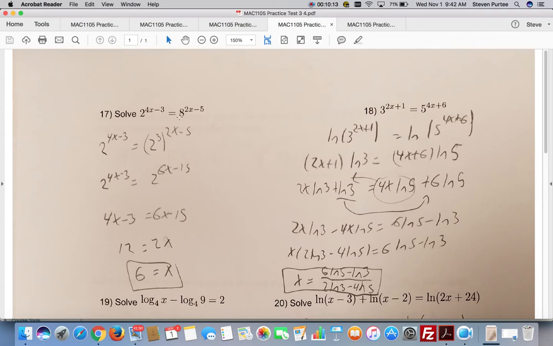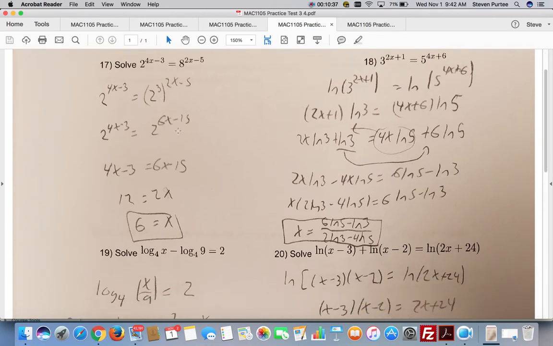2 to the first is 2. 2 cubed is 8. So I've rewritten 8 as 2 to the third power. Then I have to distribute this 3. Remember, a power raised to a power we multiply. So 3 times 2x minus 5 is 6x minus 15. Distributed the 3. Now I can set the exponents equal. Now that I have the same base on both sides, the exponents must be equal. I get this linear equation. It's really easy to solve. We get x equals 6.